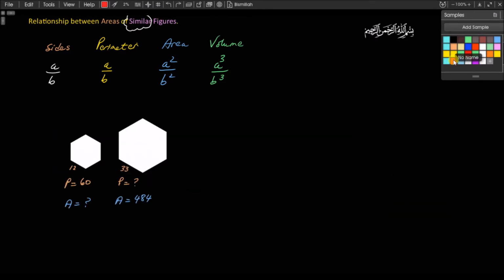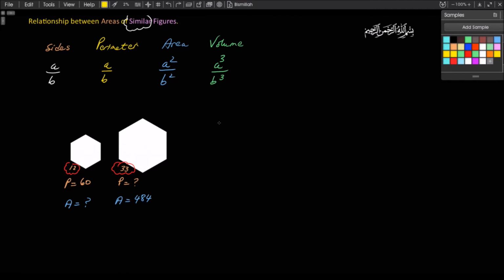Okay, so let's do another example. Here we're given two hexagons and we're given some information. They're similar hexagons and the side ratio is 12 to 33. And we're asked to find the missing information. P here stands for perimeter. We're told that the perimeter here is 60. And we're asked to find the perimeter of the second hexagon. And we're given the area of the second hexagon and we're asked to find the area of the first hexagon.